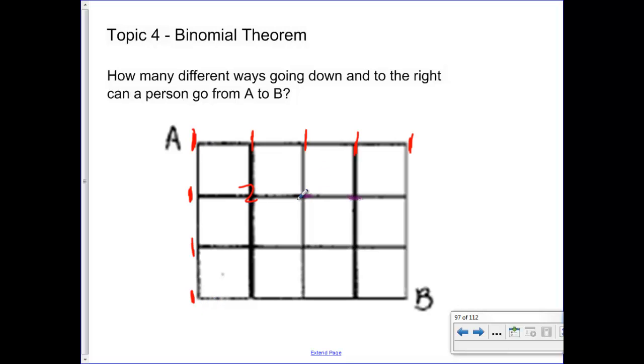Okay, let's try this corner here. How many ways can you get to this corner here? So let me count them out. You can go over and down. You could go halfway down and then the other halfway. And then you could go down and over. So 3 ways. And then here, this is actually 4, which is where some patterns start to get noticed.